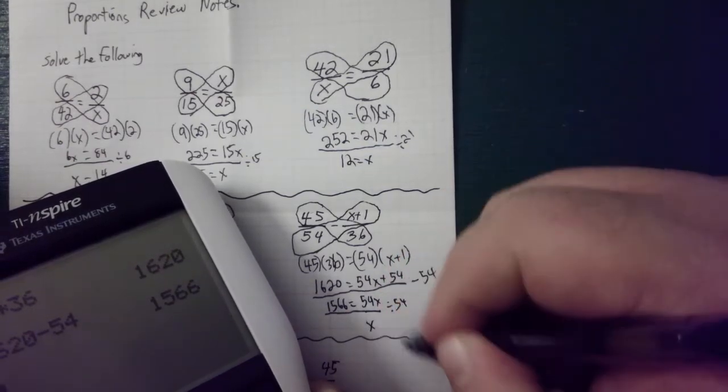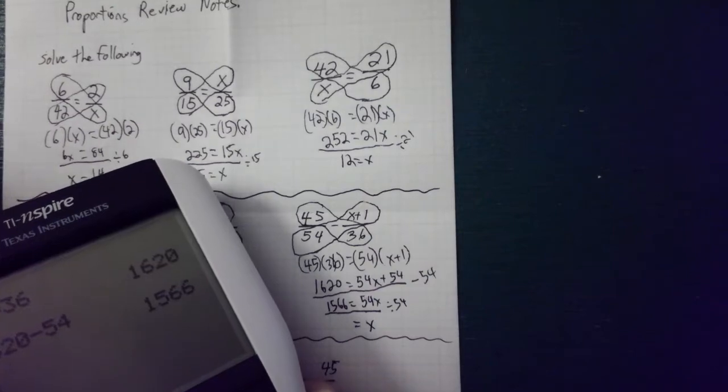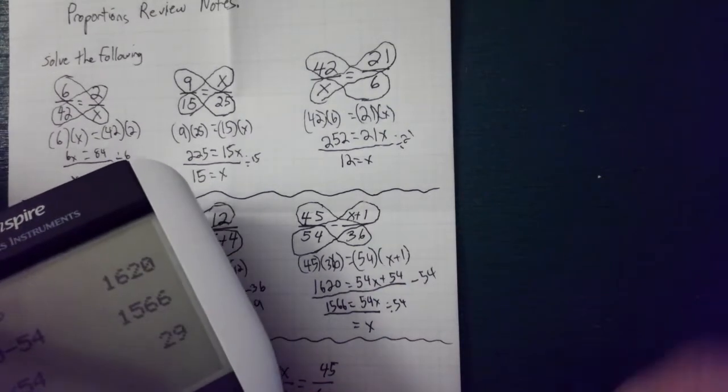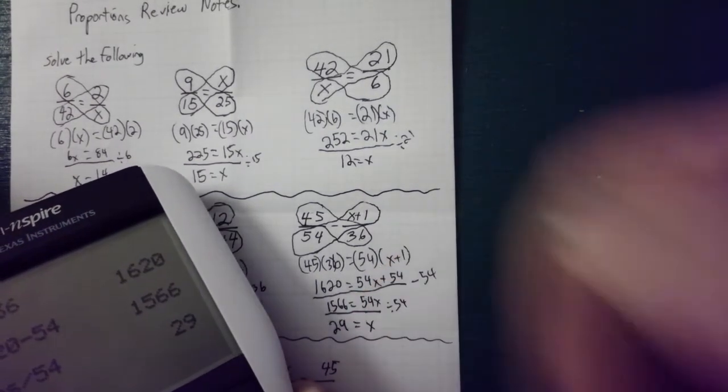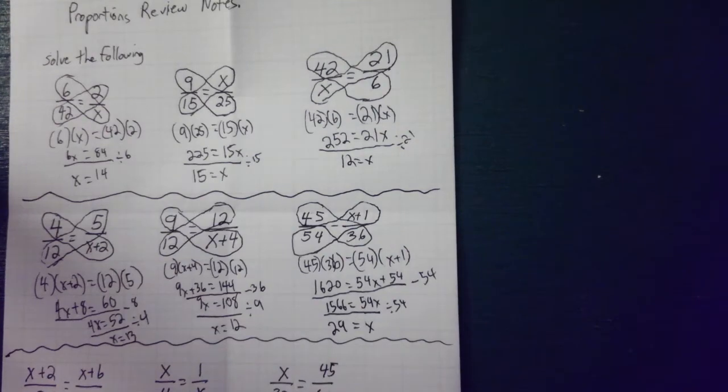And that side will be x, and that side will be 29. Pretty good. All right. Now for the tougher ones.